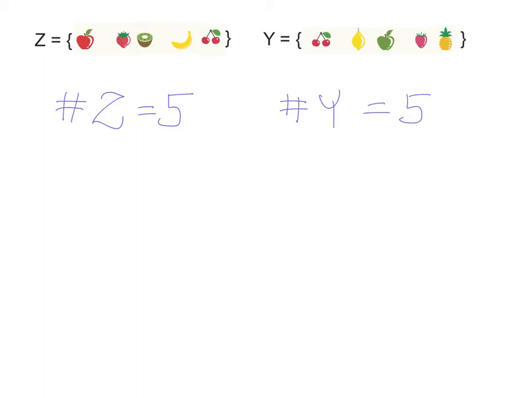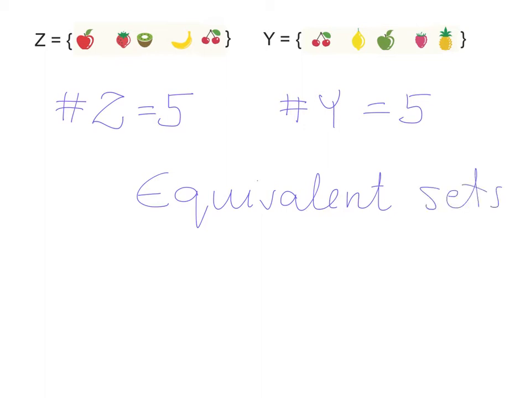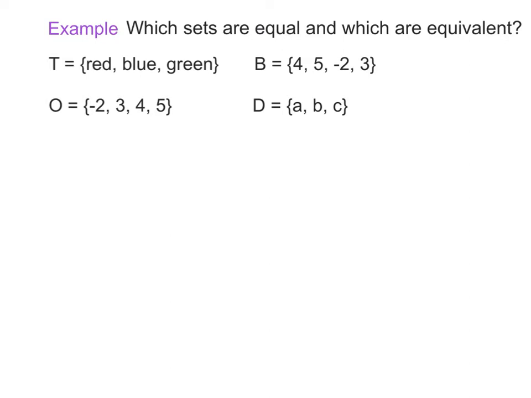And in this case, we can say that set Z and set Y are equivalent sets. And the notation for it is Z equivalent to Y. So take it down into your copies, please. So let's do the first example. Which sets are equal and which are equivalent?